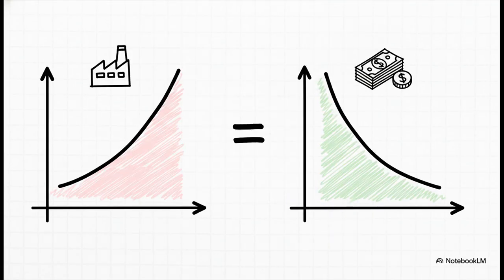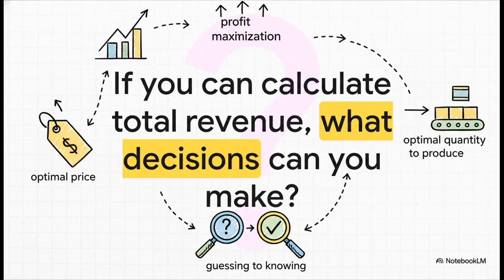And please, don't think this is just a tool for analyzing costs. It's way more versatile. As our source material points out, you can apply the exact same logic to the other side of the equation. If you calculate the area under a product's demand curve, you get the total revenue. It is the exact same mathematical tool, just looking at the money coming in instead of the money going out. It's incredibly flexible. So I'll leave you with this final thought to really chew on.